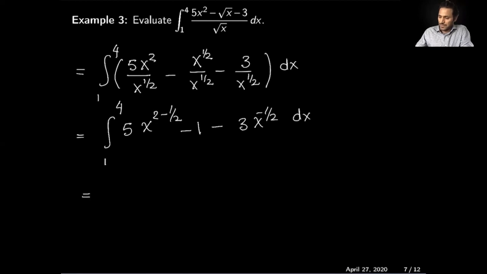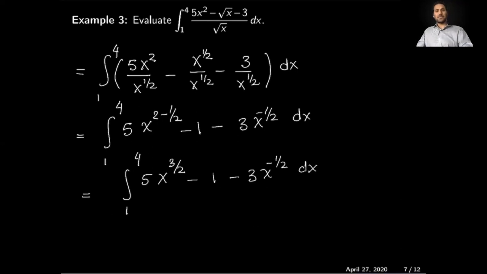Now this will be one more step of simplification. This will be 5 times x to the power 4 minus 1, which is 3/2, minus 1, and this will be minus 3x to the power -1/2 dx. Now let's calculate the antiderivative of the function and then plug in the upper and lower limits.